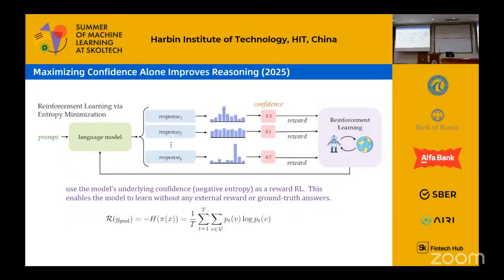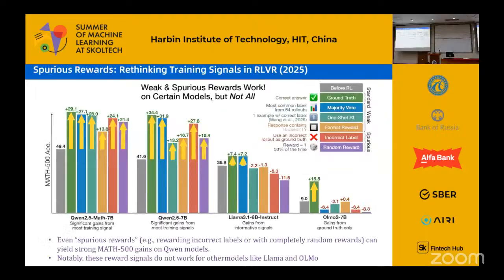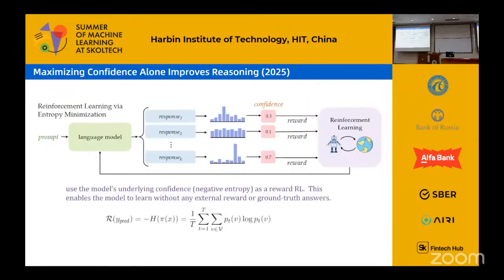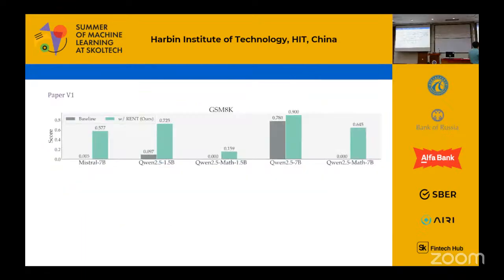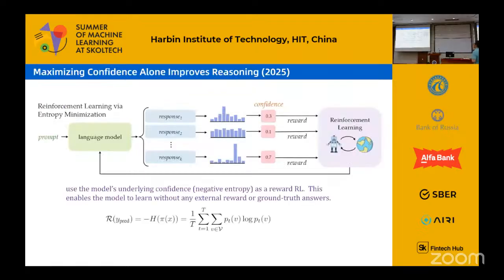About the paper on the previous slide, you mean this one? No, the next one, when the confidence improves. Yeah, you can just search for it. Actually, at the same time, in just one or two months, there are maybe three or four papers with a similar idea. Yeah, very interesting.